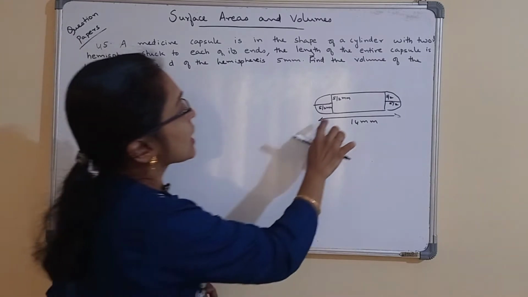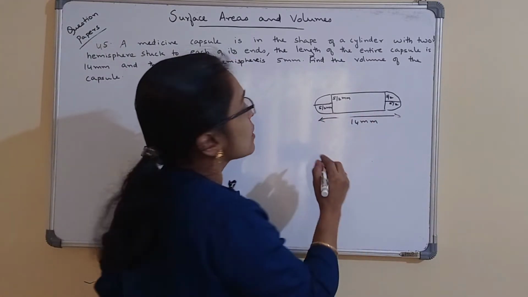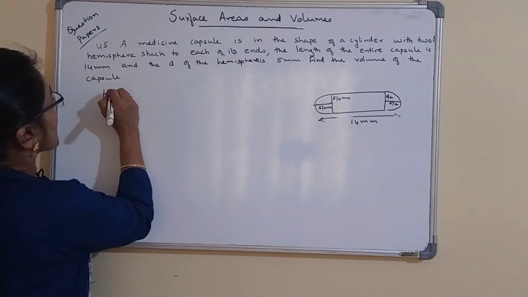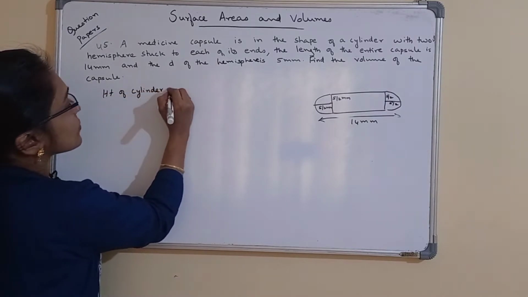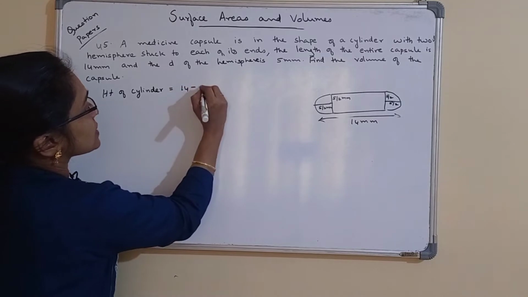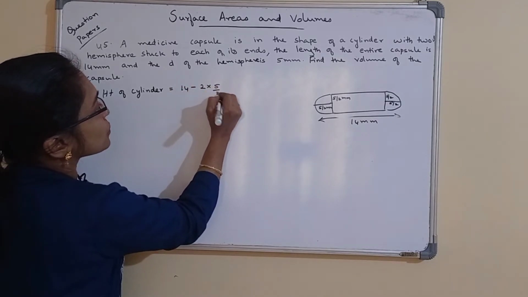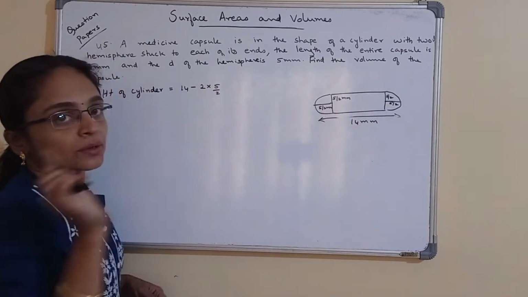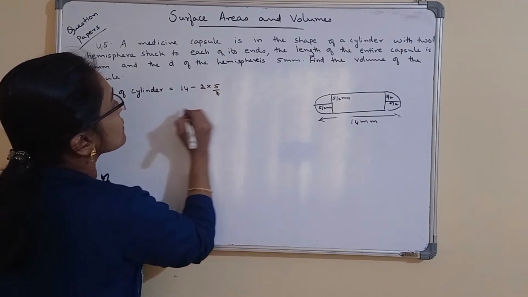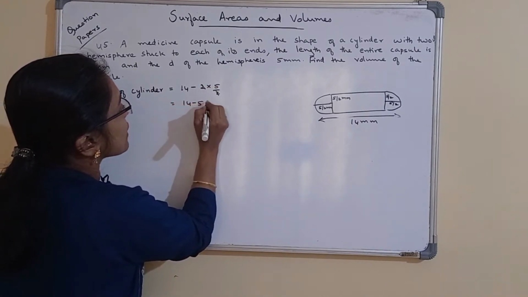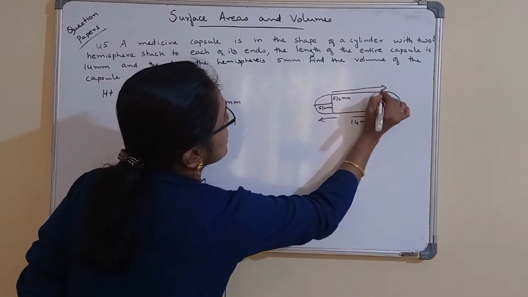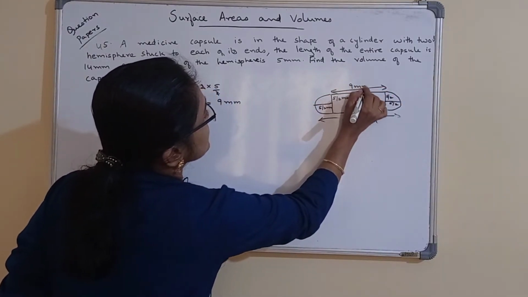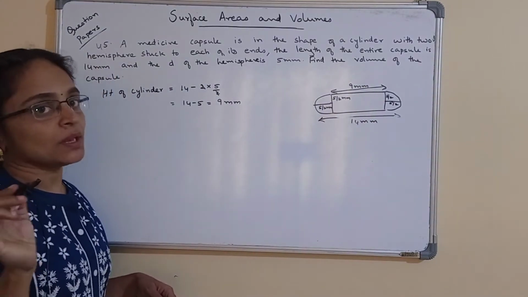So what is the height of this part? It is the height of the cylinder. Height of cylinder is equal to 14 minus 2 into 5 by 2, right? 5 by 2 plus 5 by 2, that is 2 into 5 by 2, which is equal to 14 minus 5 and that is equal to 9 millimeter. So this length is 9 millimeter. That is, the height of the cylinder is 9 millimeter.